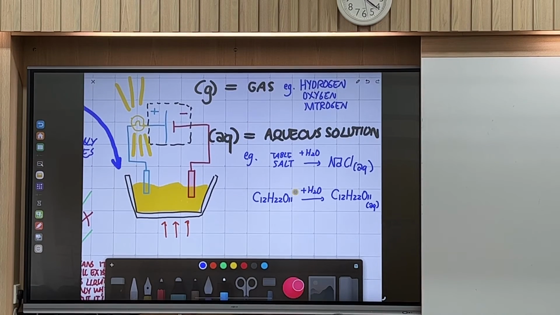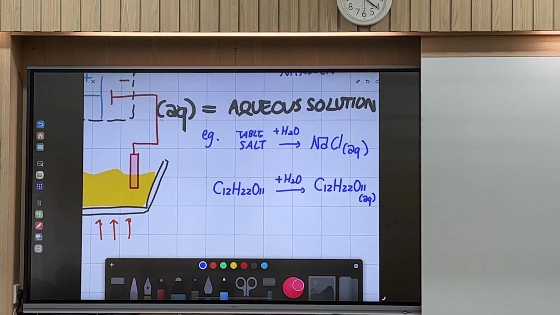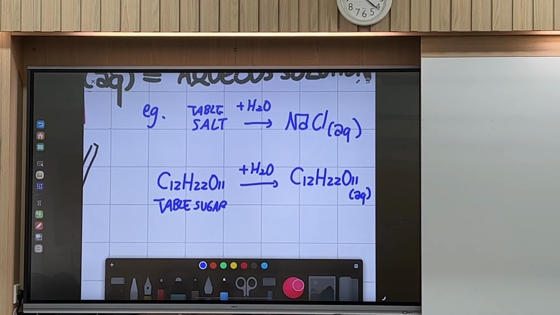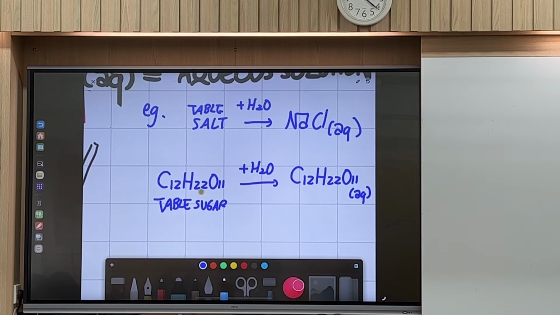So you have sugar. This is the formula of table sugar, or sucrose. Table salt is just the name we give to salt. So the proper name should be sodium chloride. Same as here. Table sugar is just what we use in everyday conversation, but the real name is sucrose. S-U-C-R-O-S. This is the real name. And the real name of table salt is sodium chloride.